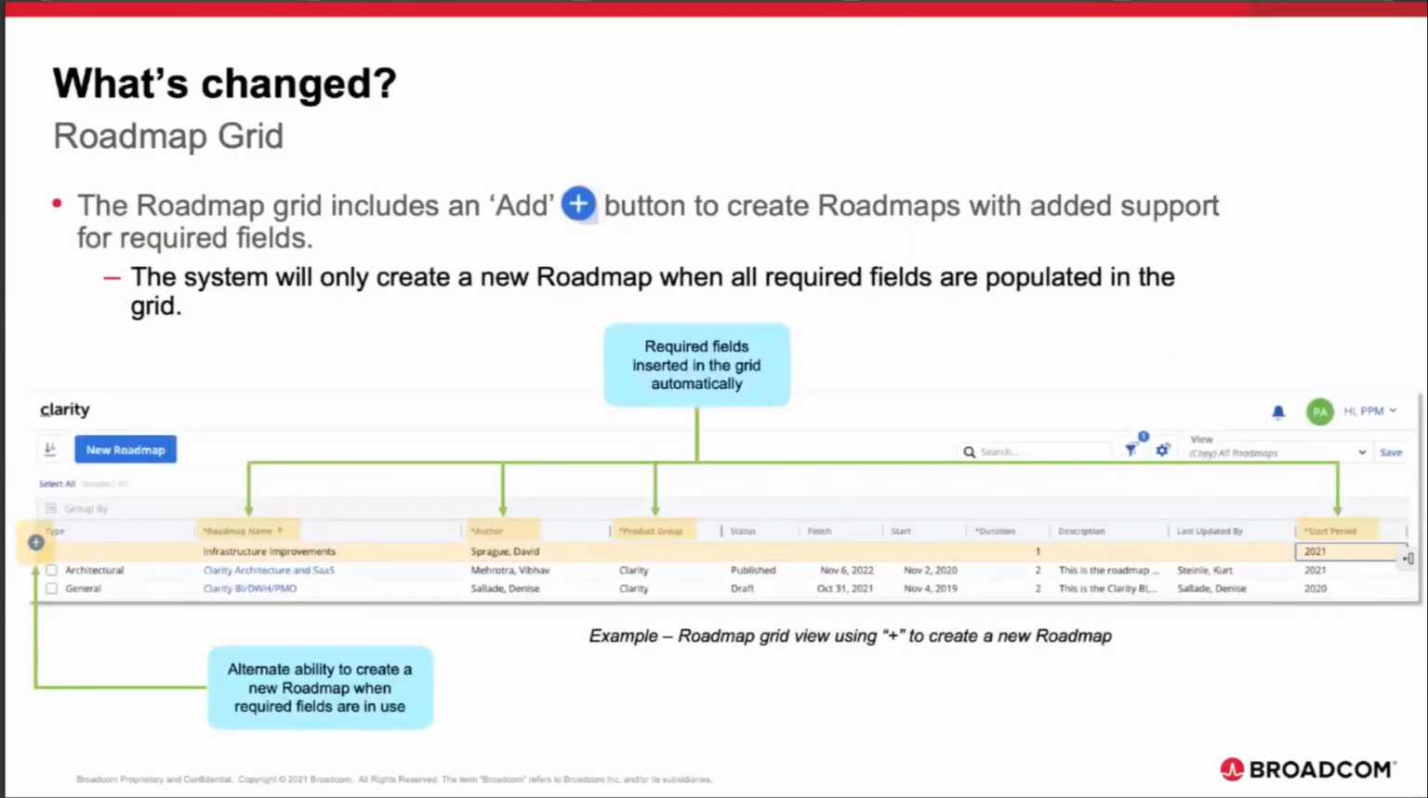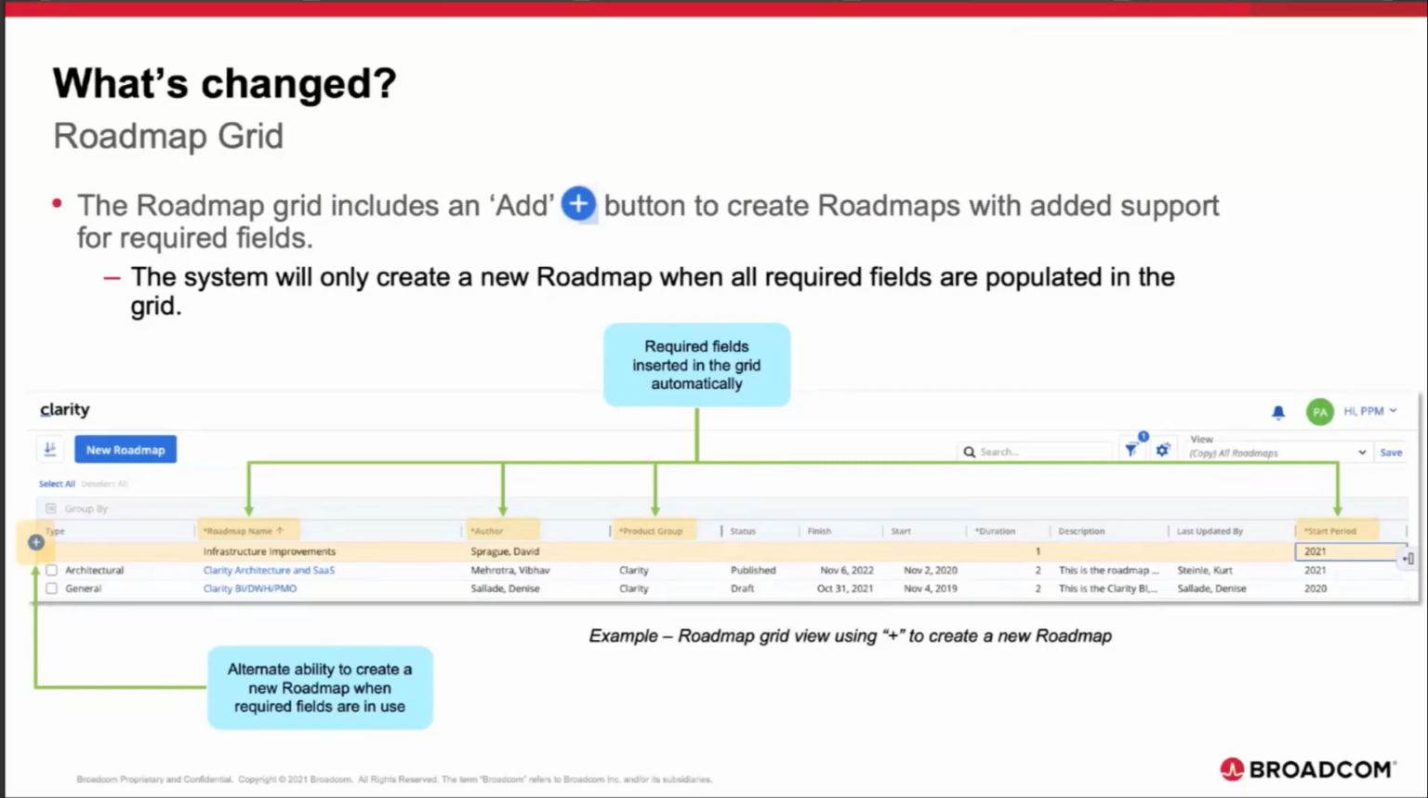So what's changed? There's a lot to talk about, so let's get started. First, the roadmap grid includes an add button specifically to support creating roadmaps when there are required fields in play. So as I mentioned, this new roadmap creation sequence aims to ensure users supply the required fields when they're creating those roadmaps. Duration is a required field, but will default to 1 year.